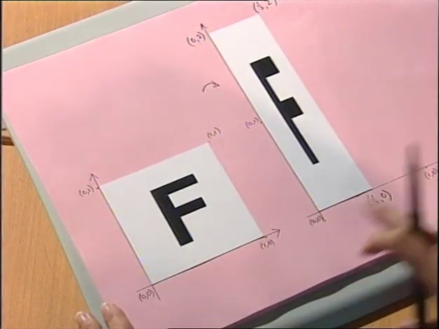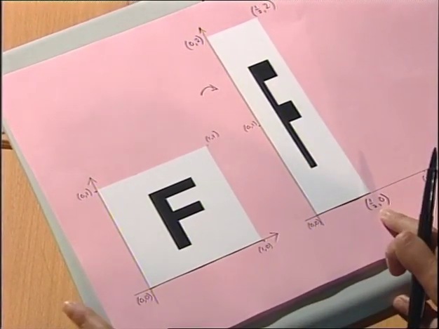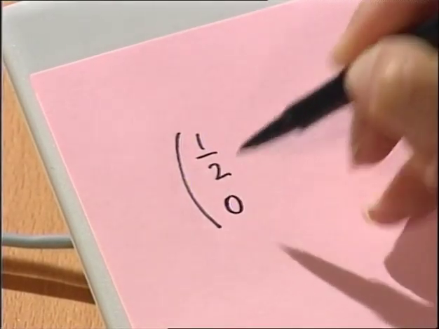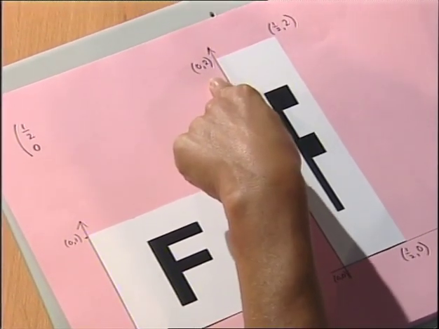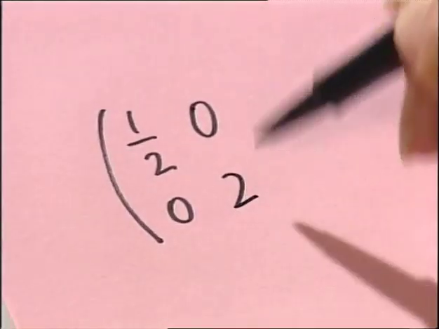Well, let's look at my third linear transformation, scalings. Here, (1, 0) is mapped to (1/2, 0). So the first column of the matrix would be (1/2, 0). (0, 1) is mapped to (0, 2). So the second column is (0, 2).